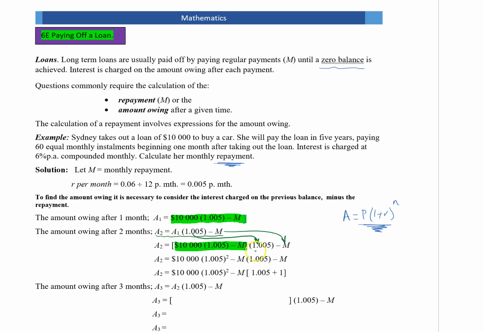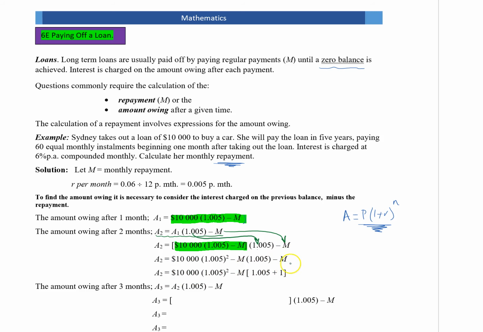So now we're just going to do a little bit of expanding these brackets. I've expanded this 1.005 over the square brackets and removed the square bracket. So that times the 10,000 and 1.005 gives 10,000 times 1.005 squared minus M times the 1.005 minus M.